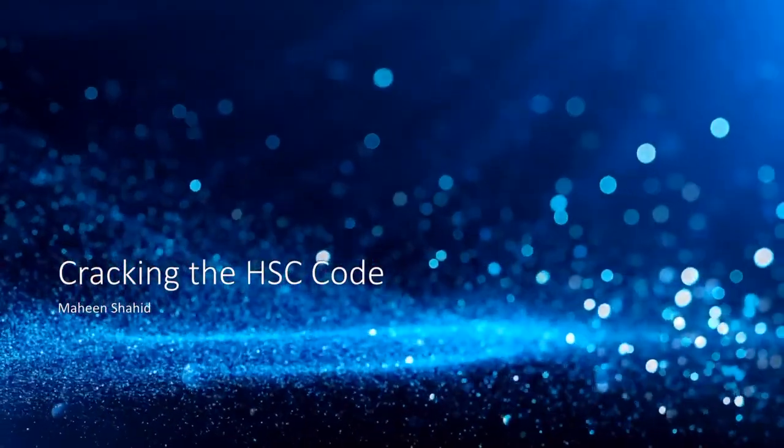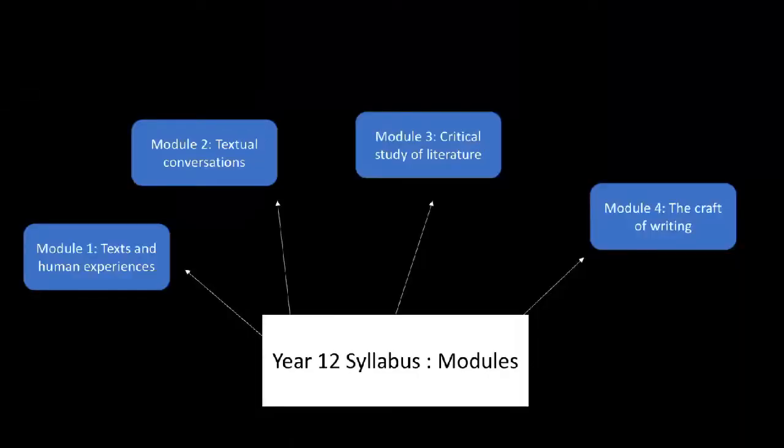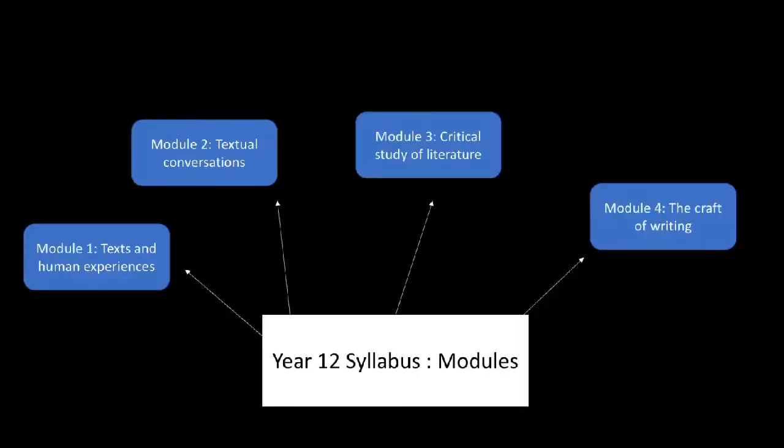I am Mahin Shahid, your speaker for today. The Year 12 syllabus is constructed of 4 common modules which interrelate to create the basis of the course that needs to be followed by Year 12 students. The first module is Texts and Human Experiences, which is the focus point for today. The second is Textual Conversations, followed by the third being Critical Study of Literature, and lastly the fourth module, which is the Craft of Writing.